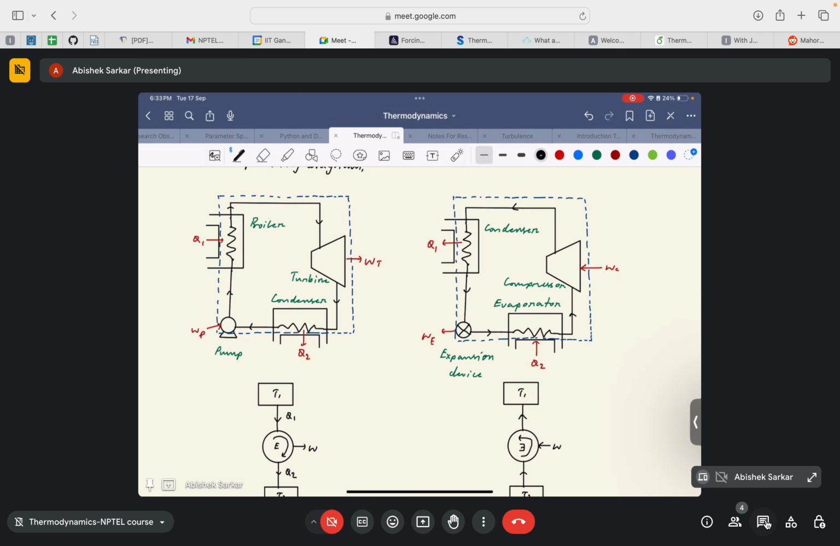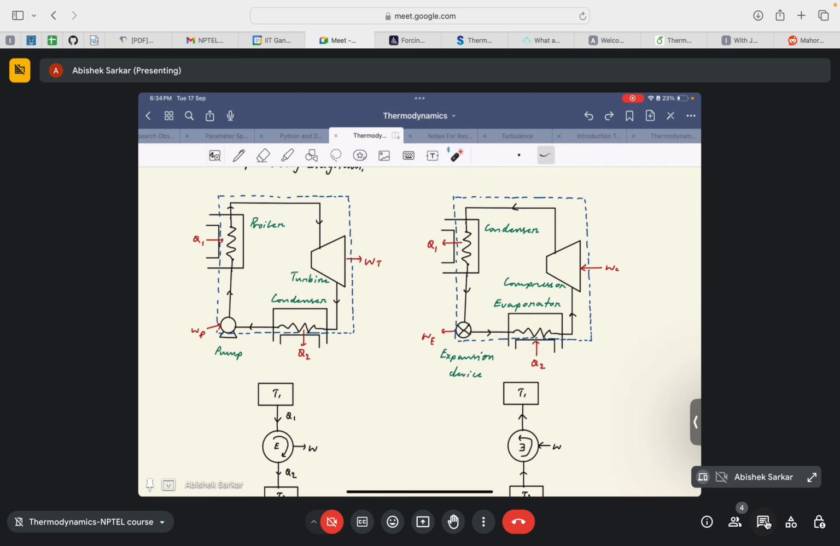rejected out of the condenser, and finally this condensed liquid is then expanded in an expansion device, which finally results in the temperature of the refrigerant being comparatively lesser than the food within the refrigerator. Why? Because we want the heat transfer to occur between the refrigerant in the evaporator and the food, so we need the refrigerant to have a lower temperature compared to the food.